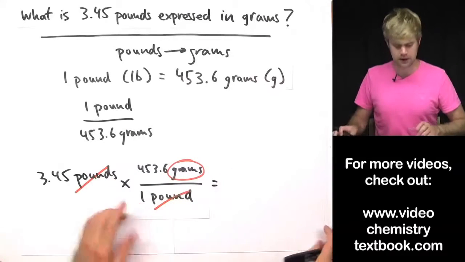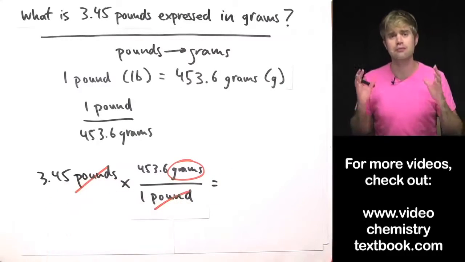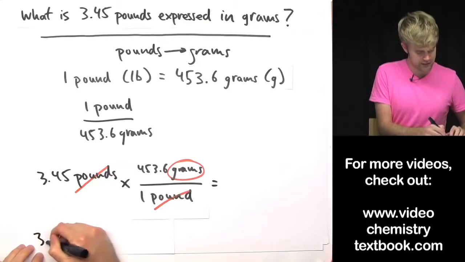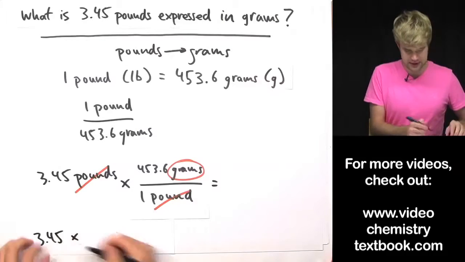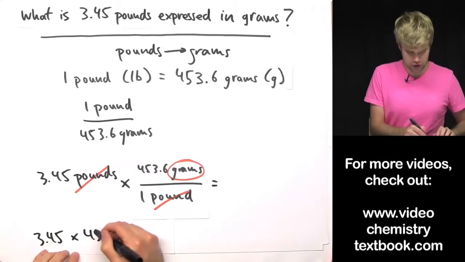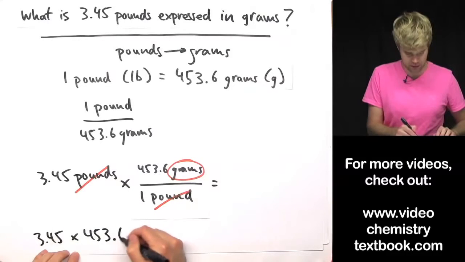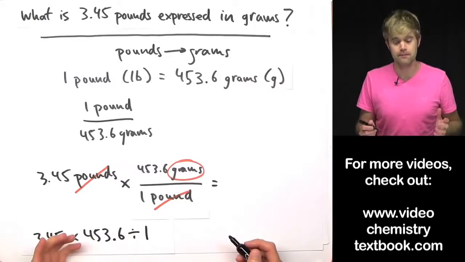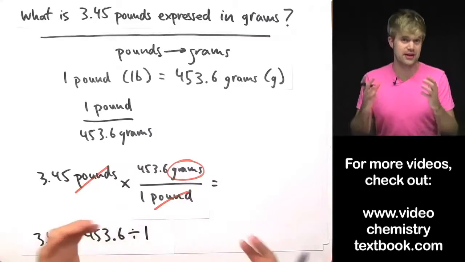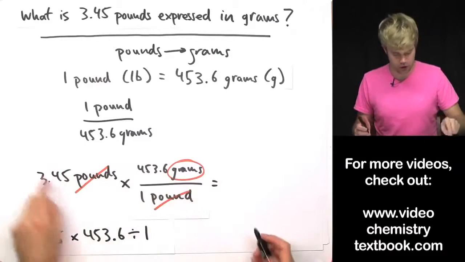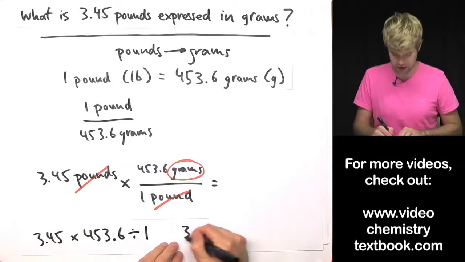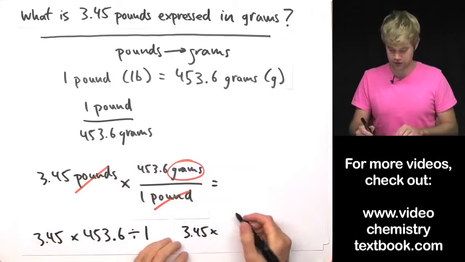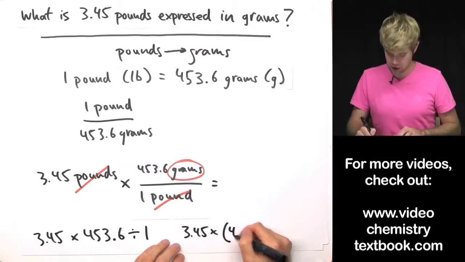Now, I've canceled out pounds. I'm ready to do the math. What's it going to be? I'm going to do 3.45 times 453.6 divided by 1. Or, if you have a fancy scientific calculator, you can plug this whole thing in as one expression. You can do 3.45 times, and then write this conversion factor in parentheses.